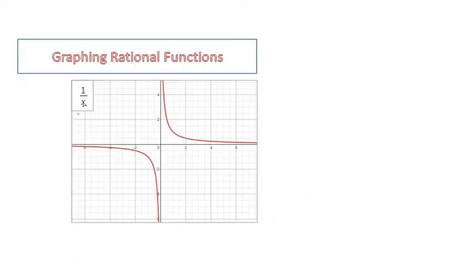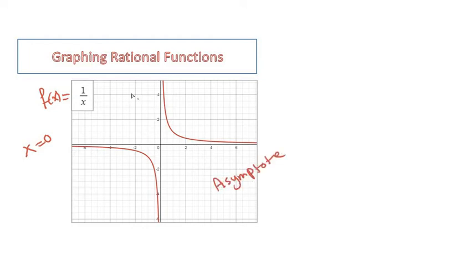Now let's discuss the graph of f of x equals 1 over x. 1 over x is defined for all real numbers except for x equals 0. As we see here, it's not defined when x equals 0 because the function approaches the y-axis without intersecting it from both sides, and it also approaches the x-axis without intersecting it. This is what we call the asymptote.